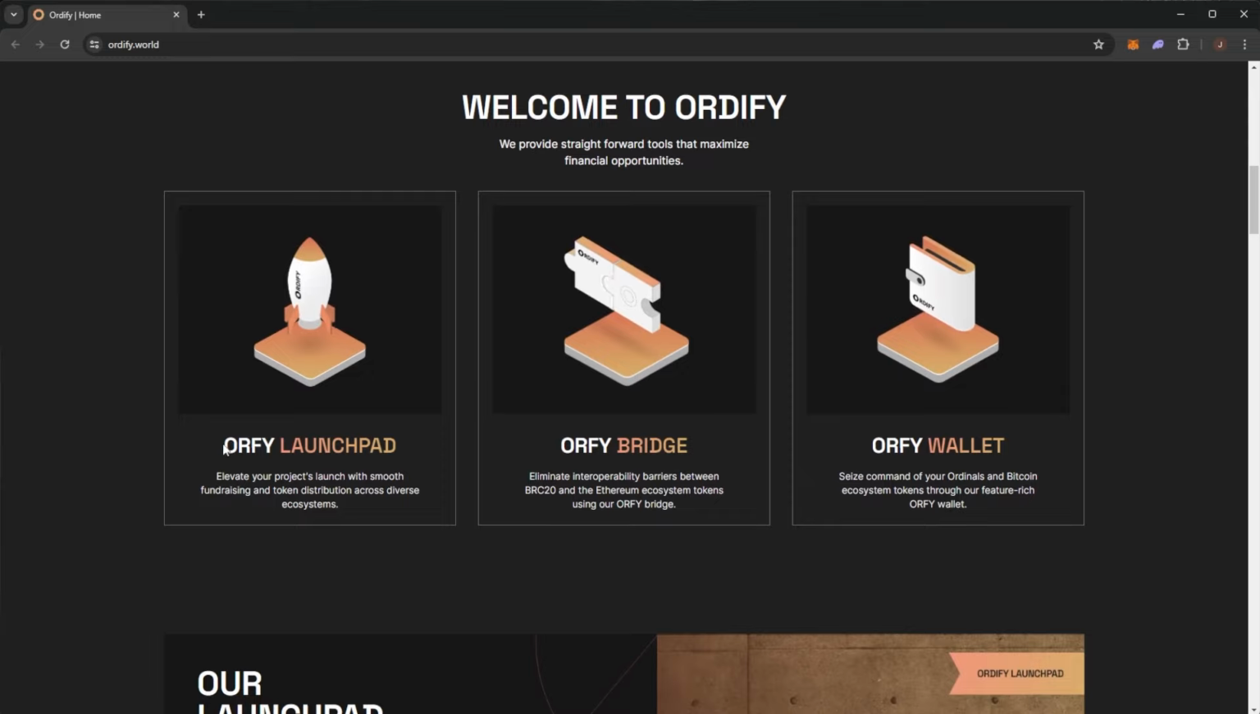So we have the Ordify Launchpad. Elevate your project's launch with smooth fundraising and token distribution across diverse ecosystems. We also have the Ordify Bridge. Eliminate interoperability barriers between BRC20 and Ethereum ecosystem tokens just by using the Ordify Bridge. And thirdly, they have the Ordify wallet. Seize command of your ordinals and Bitcoin ecosystem tokens through our feature-rich Ordify wallet.